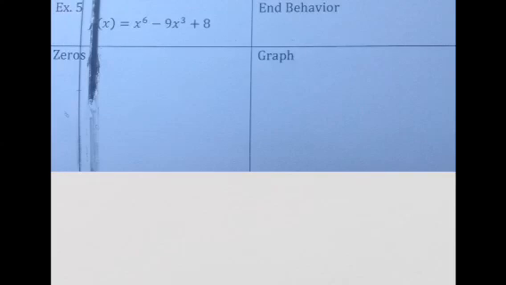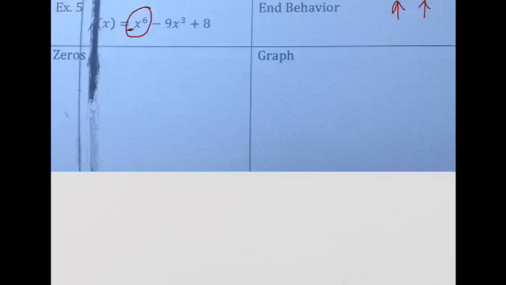Alright, so number 5, again, we'll start off with the end behavior. So we look at the leading term, which is this one. It's an even power, so this tells you that both ends go up or both of them go down. And so you look at the leading coefficient, which is positive, so that tells you both ends go up. Okay? For the zeros, now this has the quadratic structure.